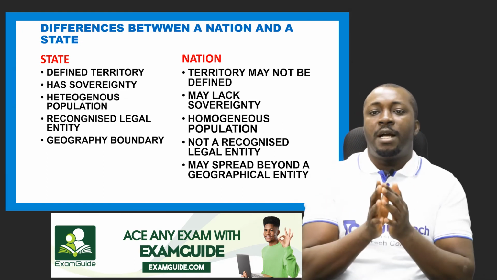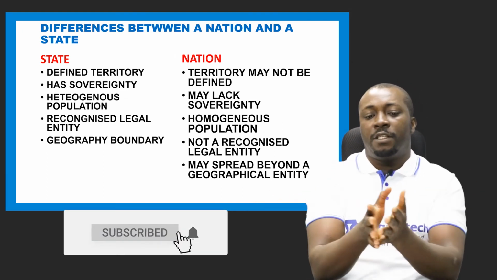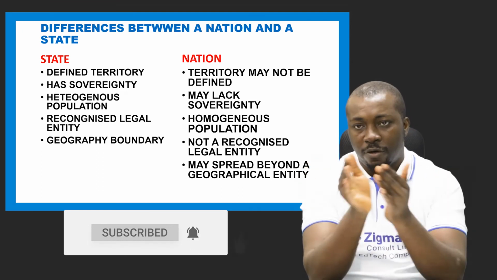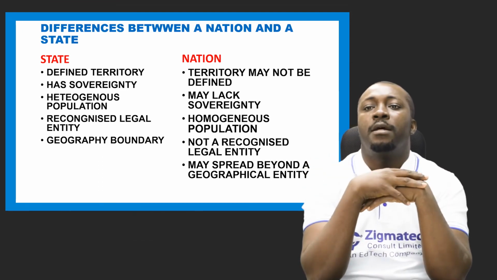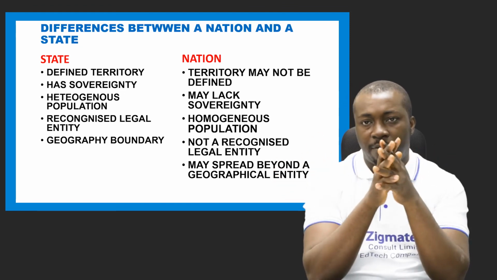Now, a state has a geographical boundary that differentiates it from other states. It does not cross there, while a nation may spread beyond a boundary.